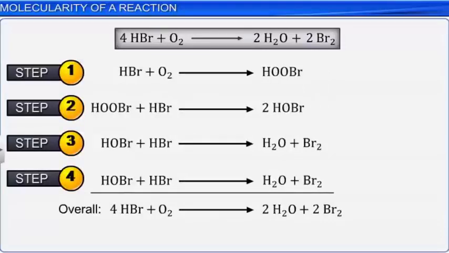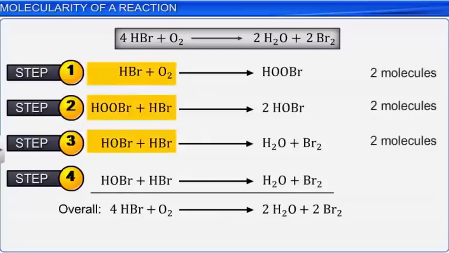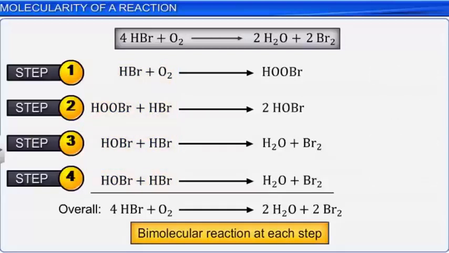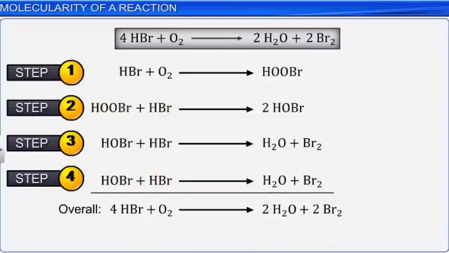You can clearly see that each step involves two molecules. That is, the reaction is bimolecular. Hence, when a reaction involves more than one step, its molecularity depends on the elementary steps. From this, we can conclude that complex reactions involving more than 3 molecules generally occur in more than one step.